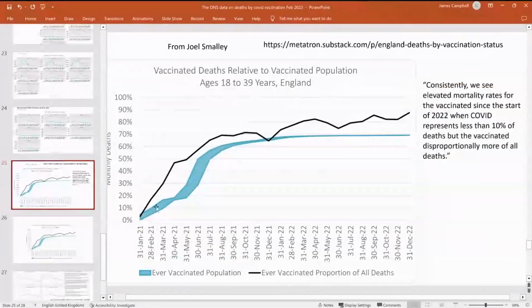And so here's what he says, this is his conclusion. Consistently, we see elevated mortality rates for the vaccinated since the start of 2022, when COVID represents less than 10% of deaths. But the vaccinated are disproportionately more of all of the deaths. So again, this is real evidence, especially for that age group, that there's more risk than benefit to the vaccine in that age group. Yeah, that's really clear from that, isn't it? 18 to 39s.